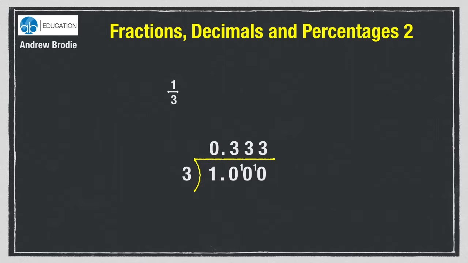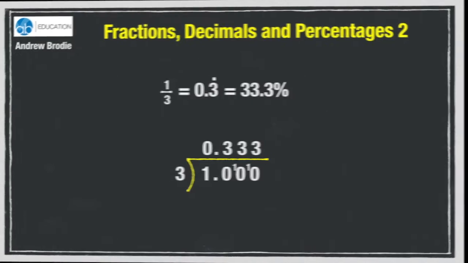The 3's will go on forever, so we have to decide to stop somewhere. We write the answer as 0.3 with a dot over the 3. This dot is used to show that the 3 is recurring. When we multiply by 100, we have to remember that there are lots of 3's, so the percentage answer is 33.3 to 1 decimal place.